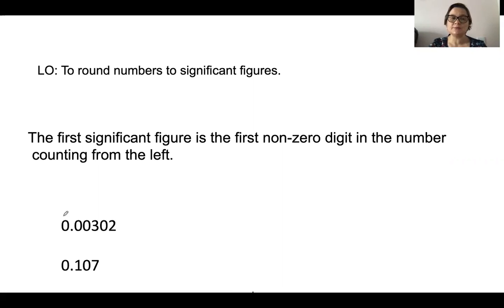Here you have two numbers, 0.00302. According to this one, the first significant figure would be the first non-zero one. So it's not this zero, not this one, not this one, but it's going to be this one. So digit 3 is the first significant figure. And in the second number, again, counting from the left, the first non-zero. So it's not going to be this one, it's going to be digit 1.